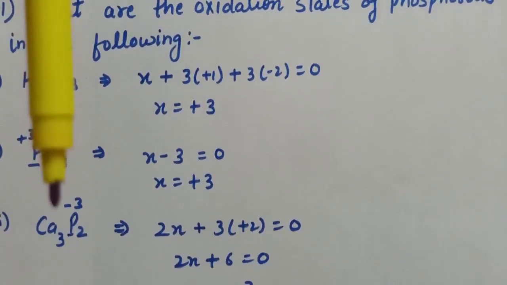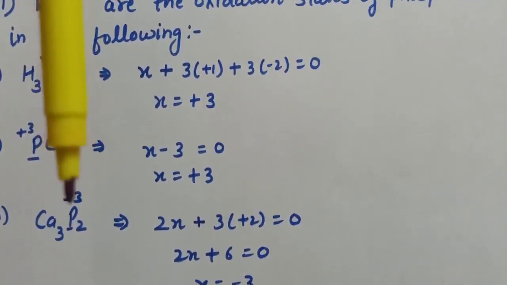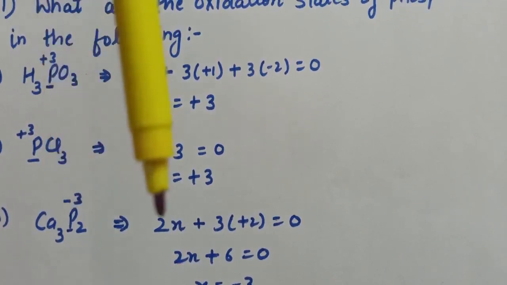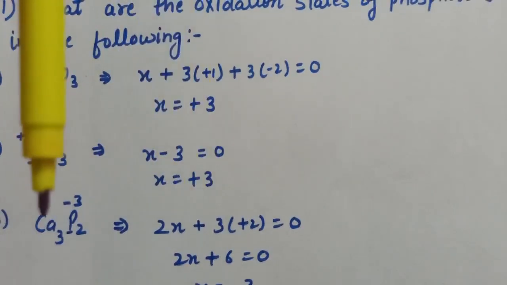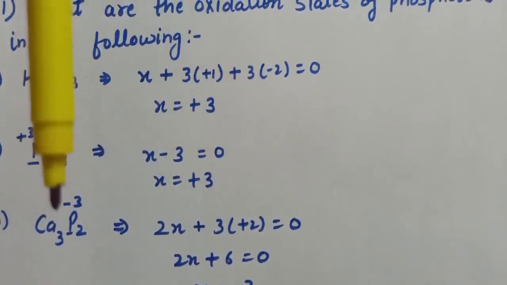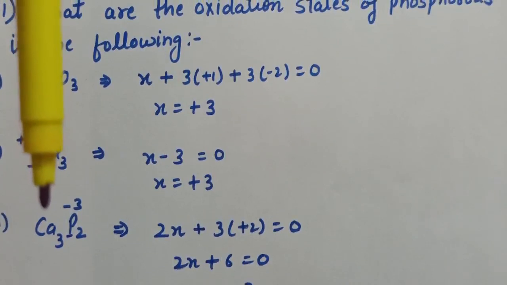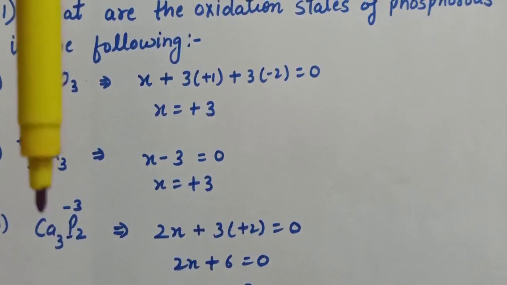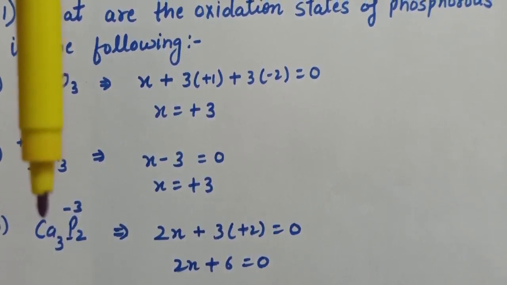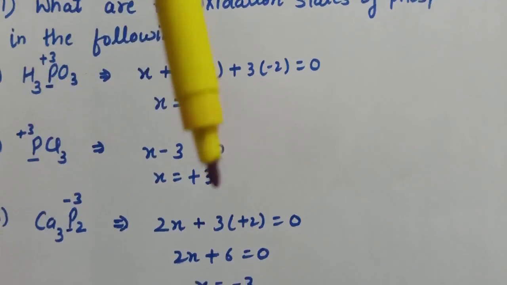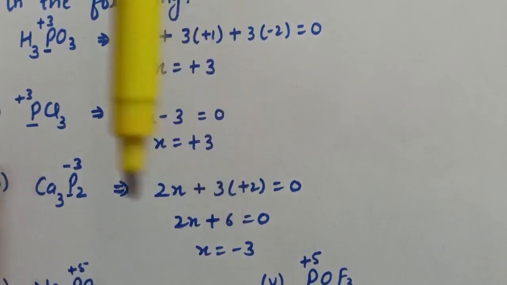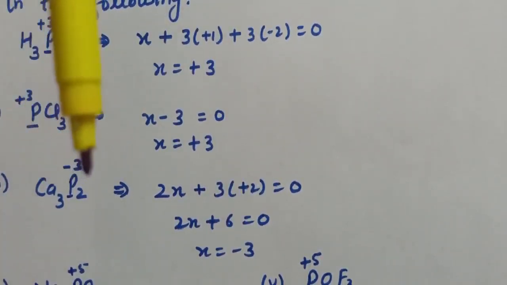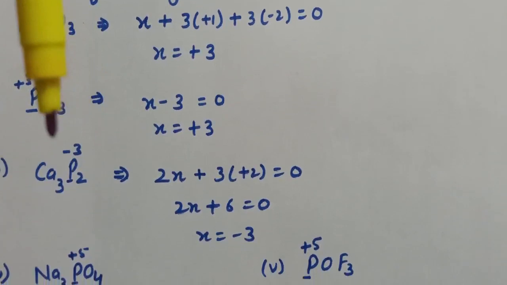Now next is Ca3P2. Again we will assume the oxidation number of phosphorus is X. Here we have 2 phosphorus atoms, so it is 2X plus, here we have 3 calcium, and calcium is a group 2 element and the common oxidation number for group 2 elements is +2. So calcium oxidation number is +2 and here we have 3 calcium, so it is 3 into +2, that will be equal to 0. When we solve this, X comes out to be -3. So in Ca3P2 the oxidation number of phosphorus is -3.